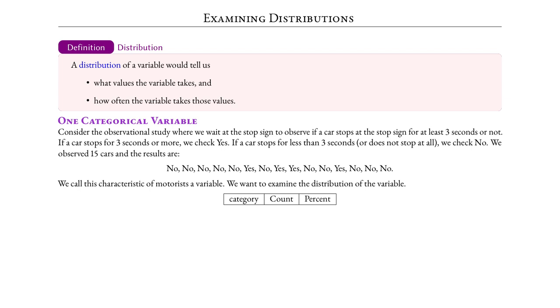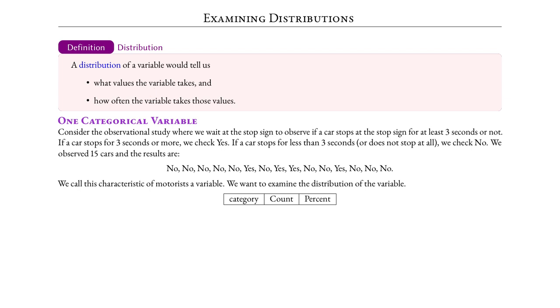In examining the distribution of this variable, we first need to know what values the variable takes, in this case simply yes and no, and how often the variable takes those values. This means we need to count how many yes and how many no, the count for each value the variable takes. And so we will summarize this.